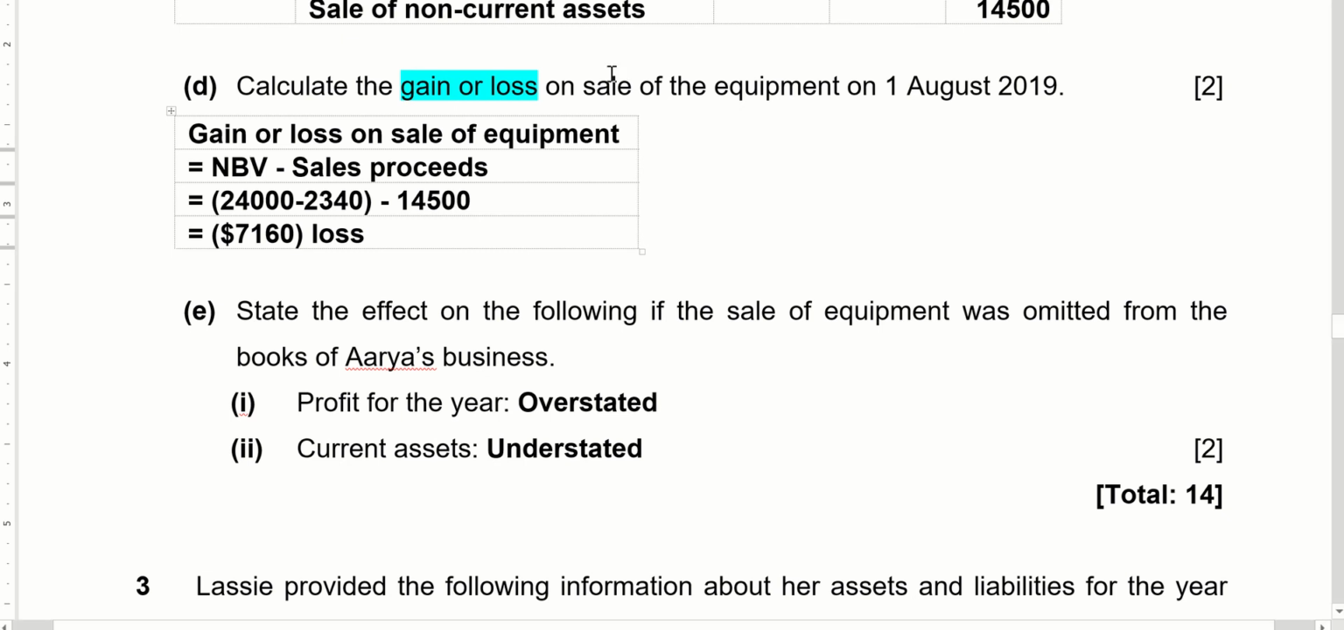So in this case, your net book value is your cost minus accumulated depreciation, minus 14,500, and it's a loss of $7,160, because your net book value is high. Your net book value is more than 20,000, but you managed to only get 14,500 for it. So you have made a loss. It's worth about 20 plus thousand to you, but you only managed to get 14,500.